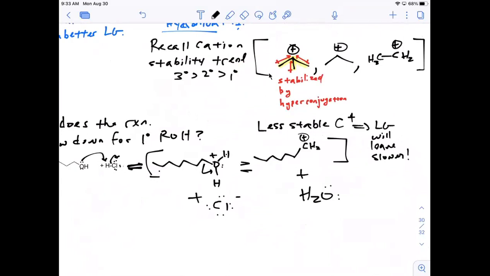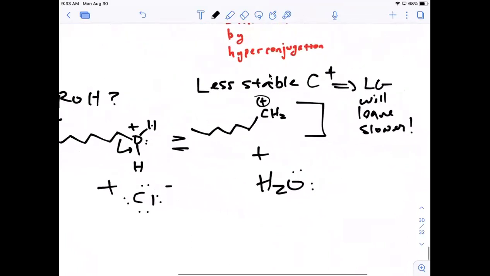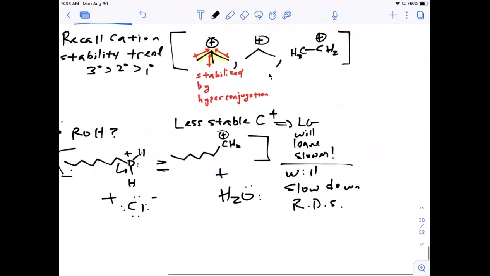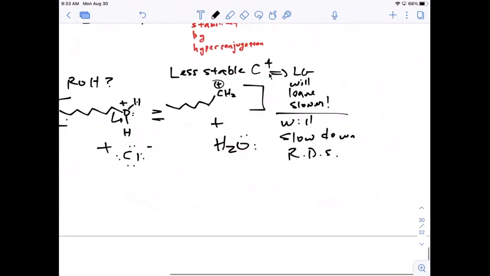And what do we know about the loss of leaving group for this particular reaction and this mechanism? What do we know about that step, based on what we just talked about up top? It's the rate determining step. It determines the rate. So if I slow down the rate determining step, then the whole reaction is going to slow down. We don't even have to show the product formation because that's not going to help us answer that question.